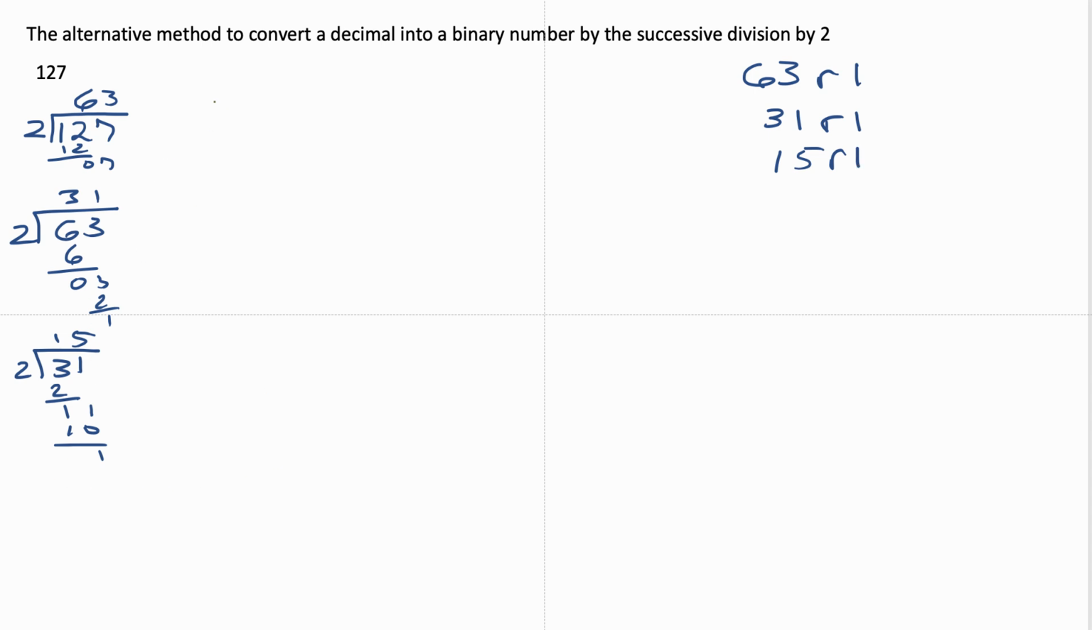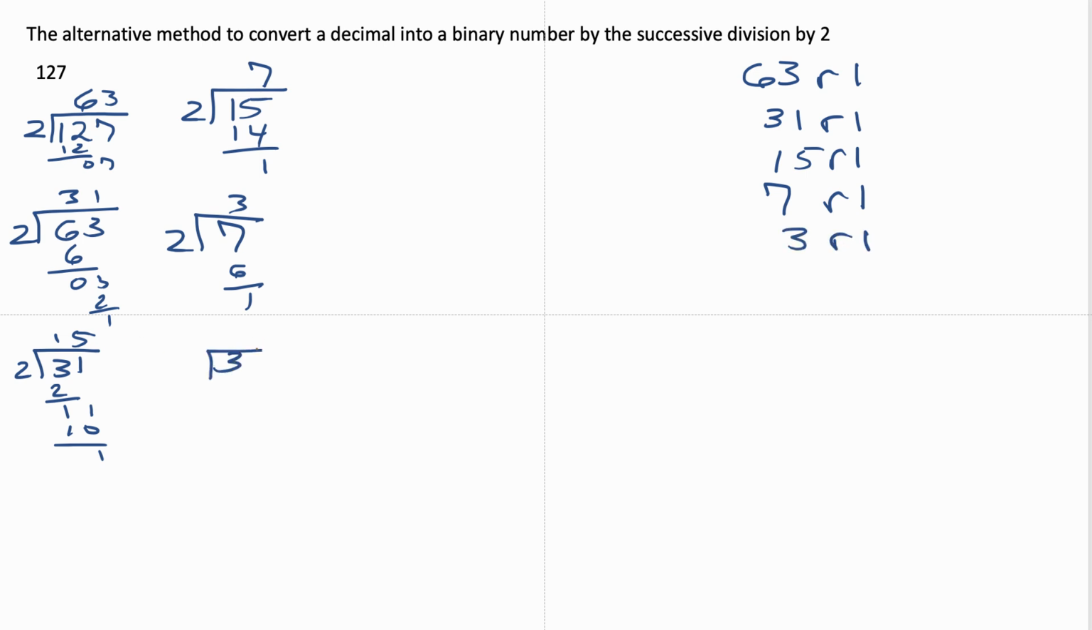And then we go 15 and divide it by 2. So that's going to be 7, 14, 1. So that's 7 remainder 1. And then we divide 7 by 2. That's going to be 3 remainder 1. And then we divide 3 by 2. So that's going to be 1 remainder 1. And then we divide 1 by 2.